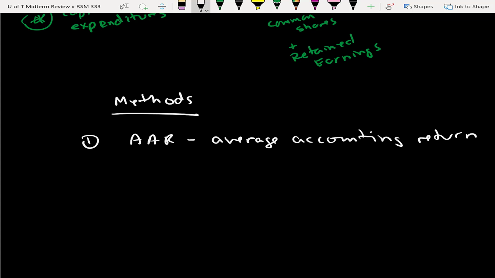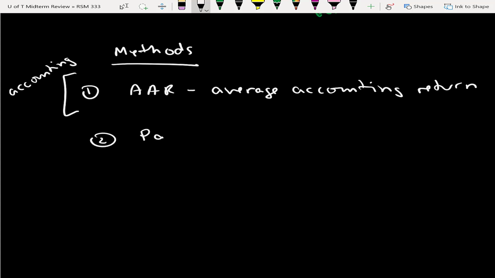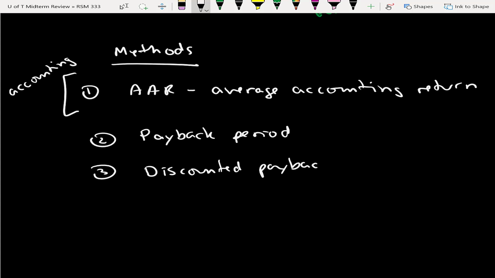So as this sounds like, this is an accounting based method. Okay, so they're analyzing the project based on its net income. The other ones are the payback period and discounted payback period. And then you have, probably the most commonly used one is the NPV, or the net present value.